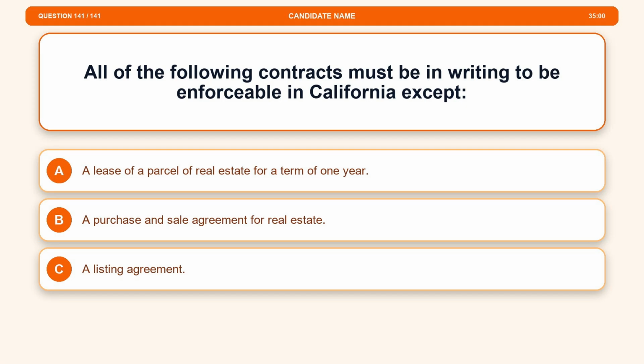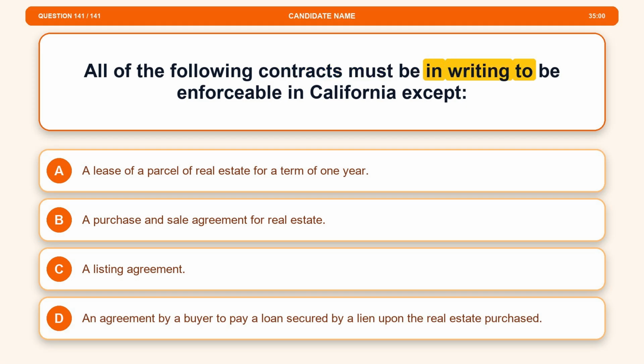Question 141. All of the following contracts must be in writing to be enforceable in California except Option A. A lease of a parcel of real estate for a term of 1 year. Option B. A purchase and sale agreement for real estate. Option C. A listing agreement. Option D. An agreement by a buyer to pay a loan secured by a lien upon the real estate purchased.